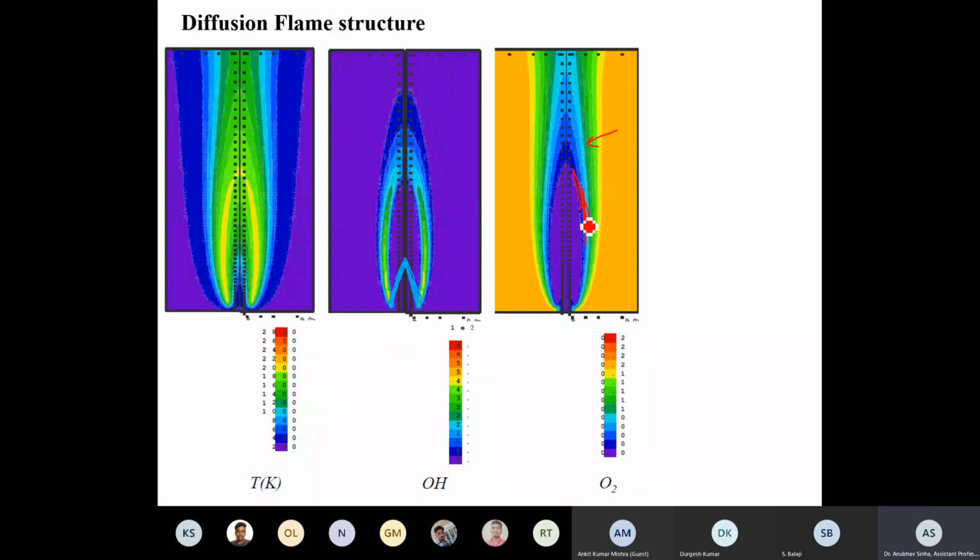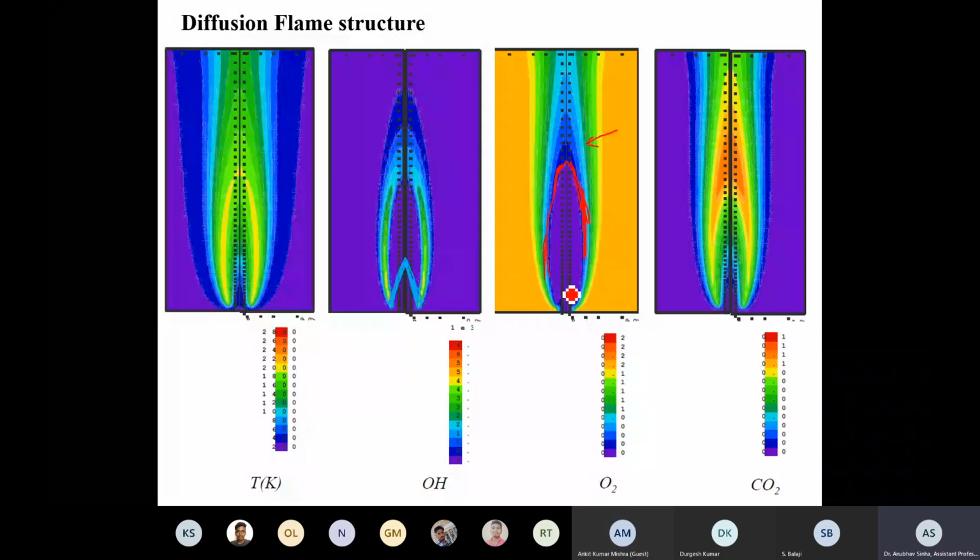Is it clear to everyone? Inside this flame surface, oxygen is not going. Oxidizer is not going inside this. Is this clear to everyone? Yes, sir. Fine.